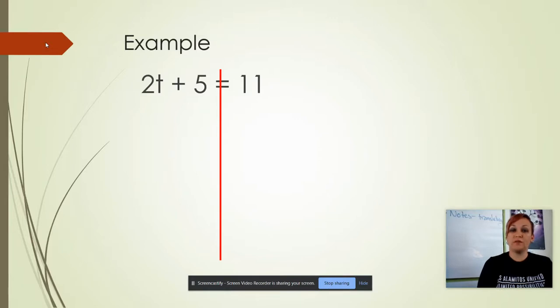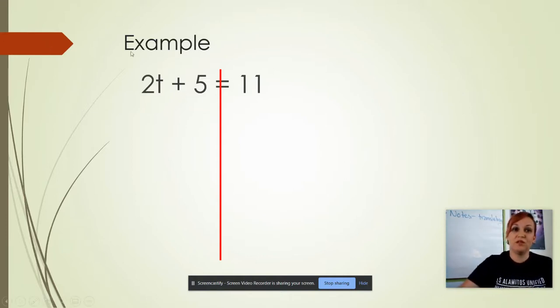Your goal on these problems is to try to get the variable by itself on one side of the equal sign. And so you need to move any numbers that are attached to the variable to the other side. When we're solving equations, we're going to do backwards PEMDAS. So what we would normally do at the end, we'll do at the beginning. So normally we do our adding and subtracting at the end of PEMDAS. When we're solving an equation, we'll do our adding and subtracting at the beginning.